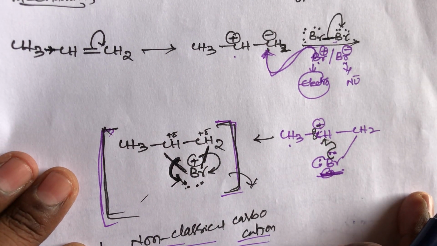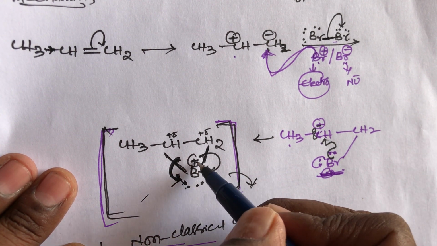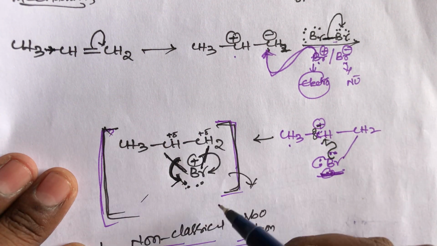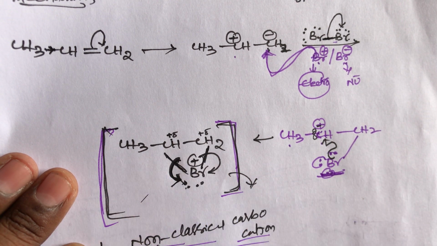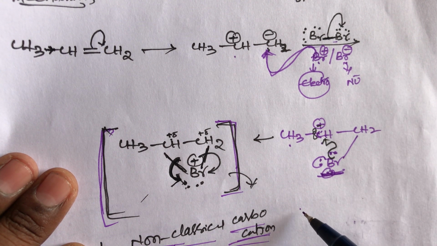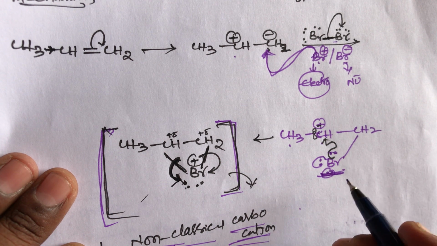Non-classical carbocation means a cyclic bromonium ion is formed. In this cyclic bromonium ion all atoms have octet configuration, so that's why it is called a non-classical carbocation. Classical carbocation we already discussed. Classical means without octet, the species is called classical.